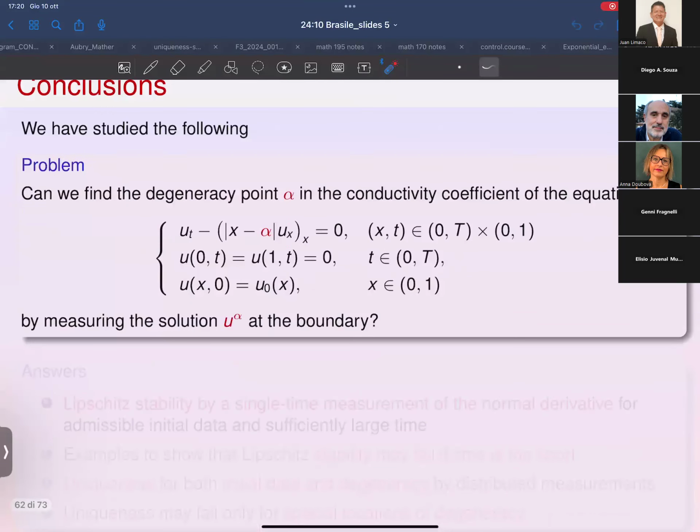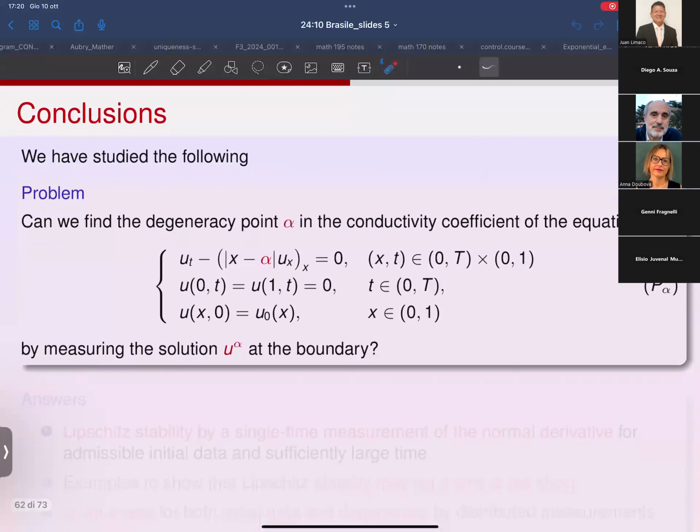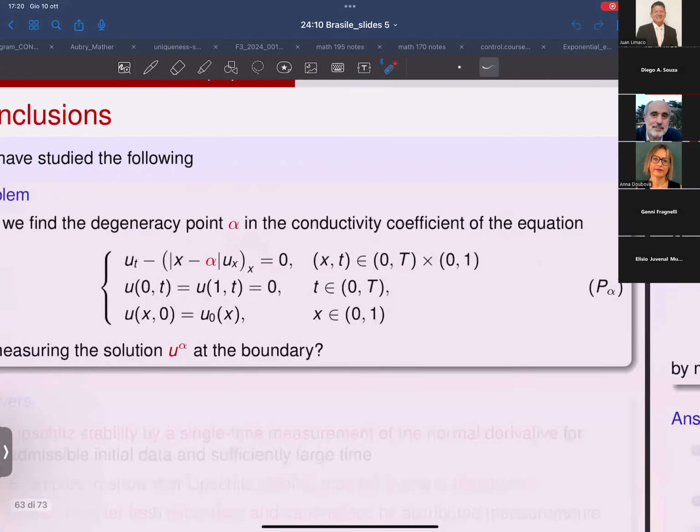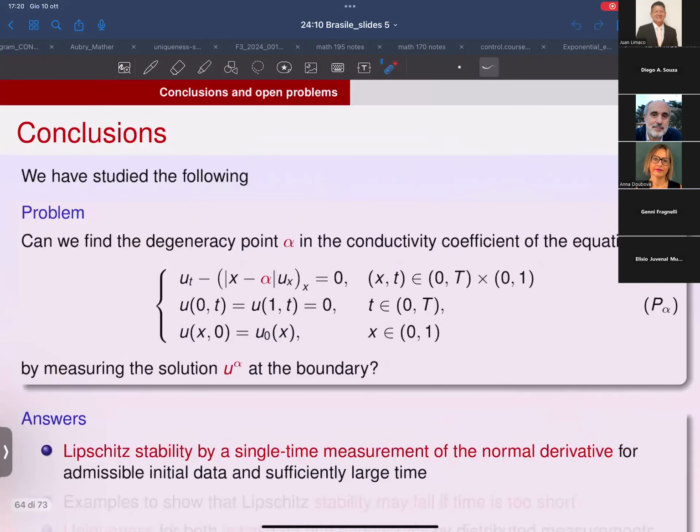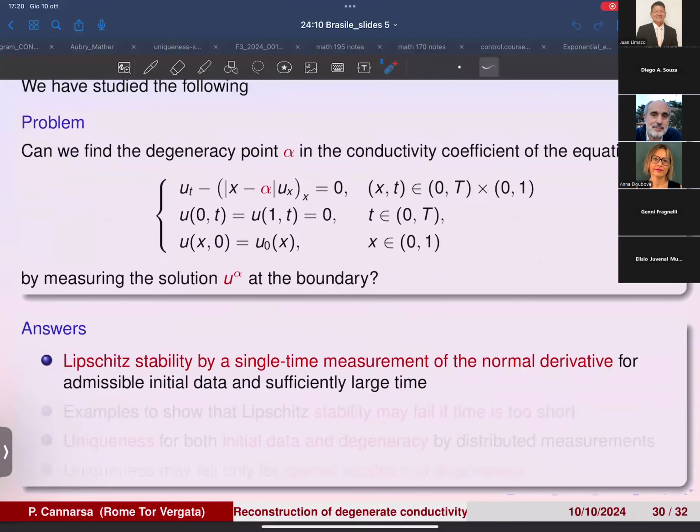Conclusions. The problem we have studied was to determine the degeneracy region, in this case a point, for a one-dimensional parabolic equation where the conductivity has a linear decay at the degeneracy. We have shown that you can have uniqueness and Lipschitz stability for these inverse problems by a single time measurement of the normal derivative on the boundary under certain assumptions on the data, if time is sufficiently large.